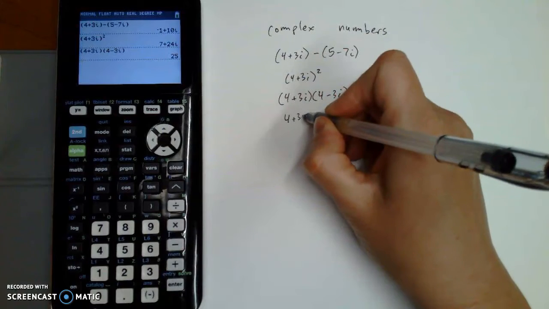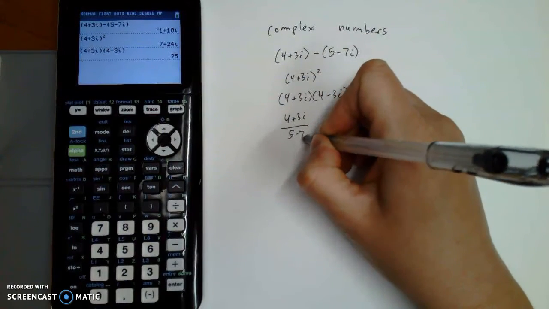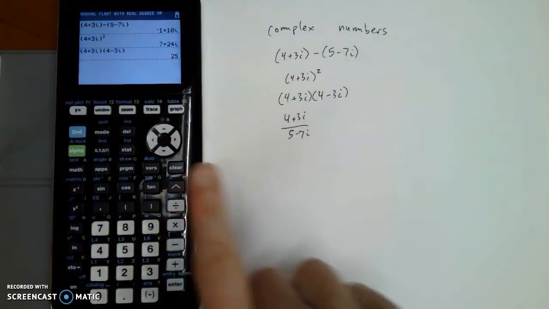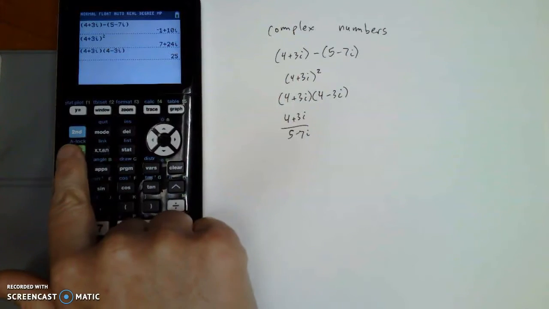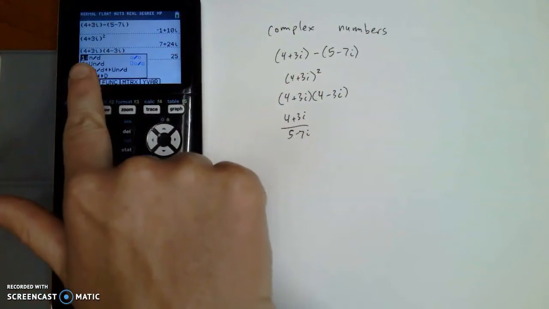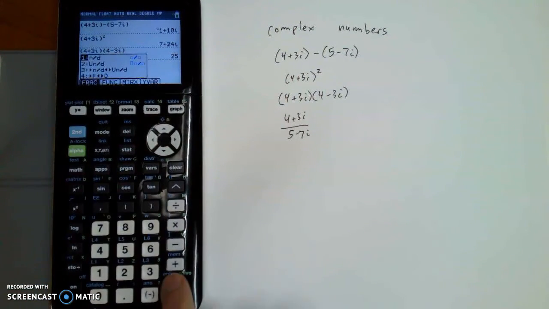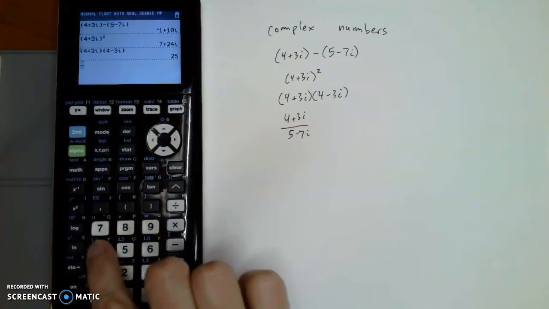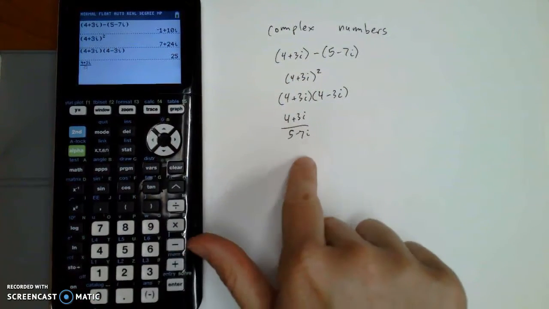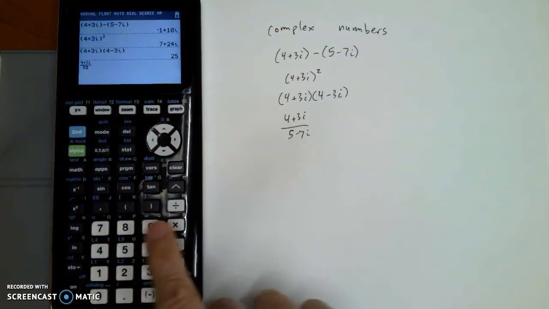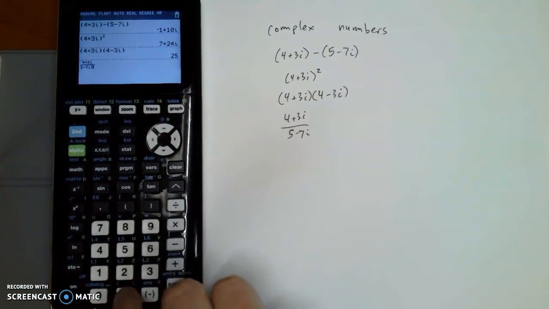Let's say I want to type in division. Now, I can type that in with my special fraction. If I hit alpha, y equals, I get my little submenu here, and I'm going to pick that first option. So 4 plus 3i on top. I didn't put parentheses, so I'm not going to put them here. And then 5 minus 7i on the bottom.